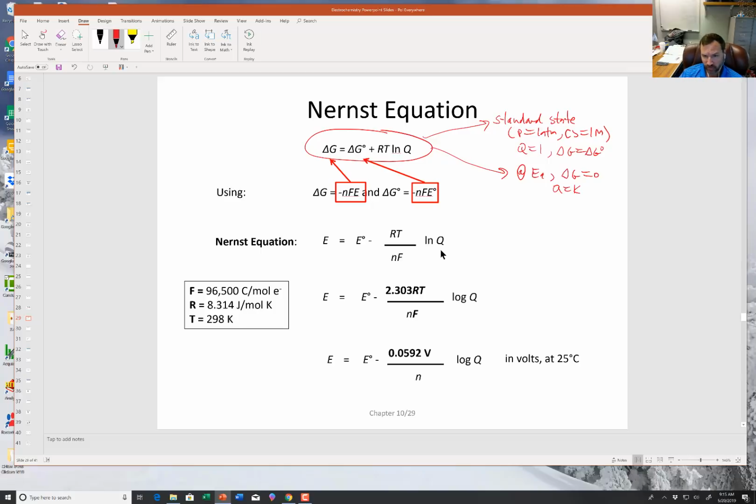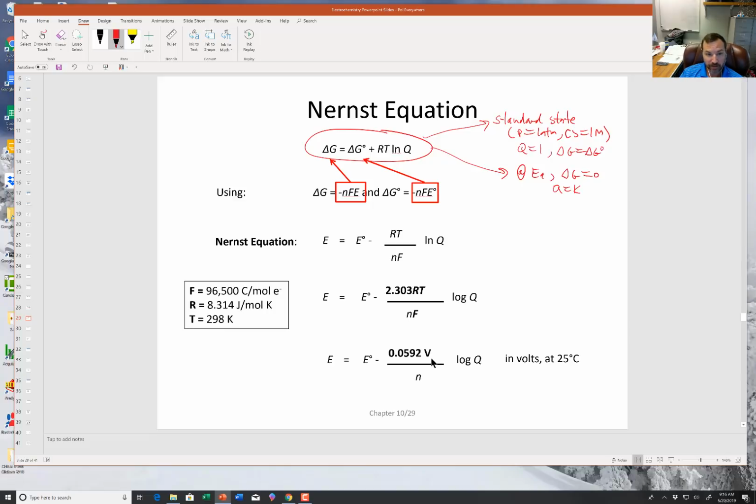Now when we do cell potentials, it's a convention to use log base 10. So to convert natural log to log base 10, we use this 2.303 factor, and we just combine that with our constants. So E equals E naught minus 2.303 RT over NF, now times log base 10 of Q. And now we can combine Faraday's constant, our gas constant expressed as joules per mole Kelvin, and we'll use a standard temperature of 25 degrees Celsius. If we combine all of those terms, that gives us 0.0592 volts.